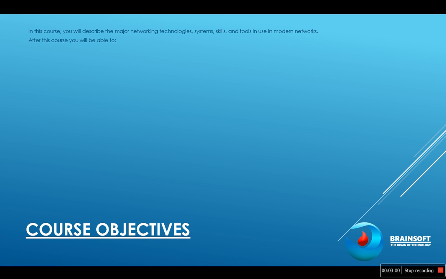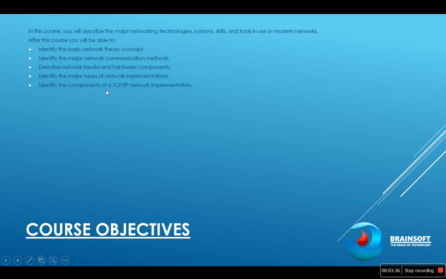In the first statement, in this course, you will describe the major networking technology, system skills, and tools in use in modern networks. That's one thing you need to know. After the course, you will be able to identify the basic network theory concepts. You will also be able to identify the major network communication methods, describe network media and hardware components, identify the major types of network implementations, and identify the components of a TCP/IP network implementation.